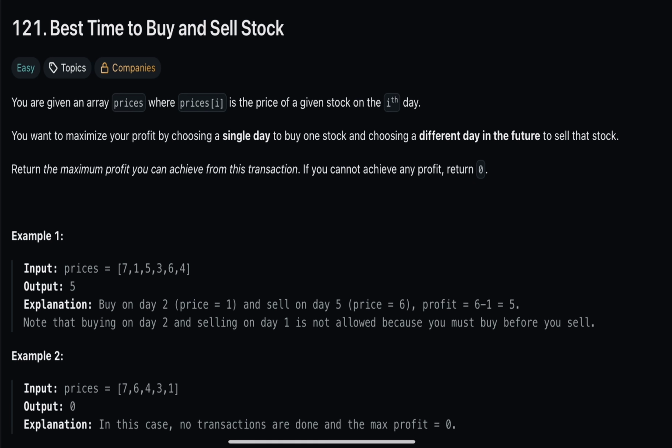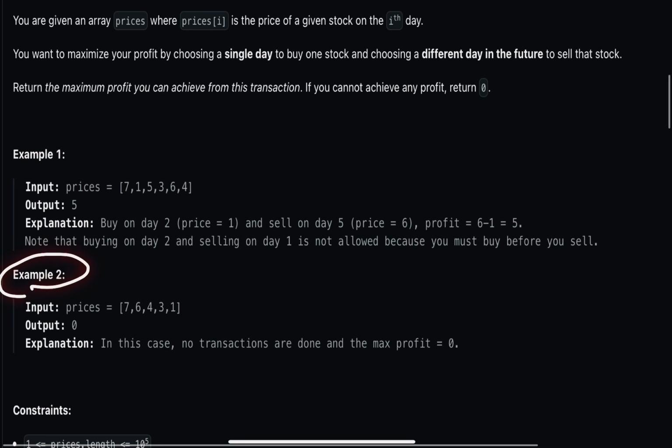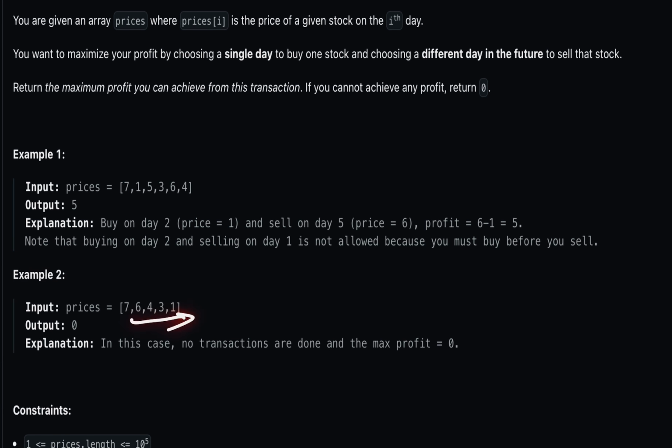So you get the profit 5. And see in the second example, the price of the stock is decreasing. The first day price is 7, then the second day price is 6, 4, 3, 1. So the price of the stock is not increasing. In that case, if you buy the stock on any day, you don't get a profit because the price is not increasing. So in that case you just return the profit 0. So this is the example.